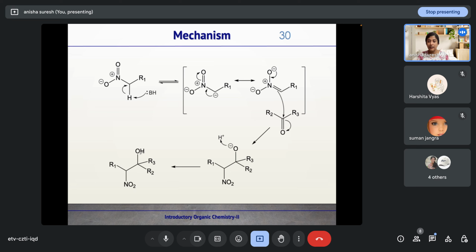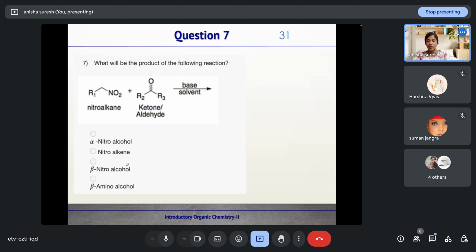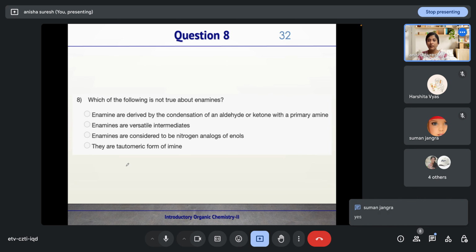When we are considering the position of the alcohol, it is beta nitro alcohol. Is it clear? Okay. Now coming to next question.